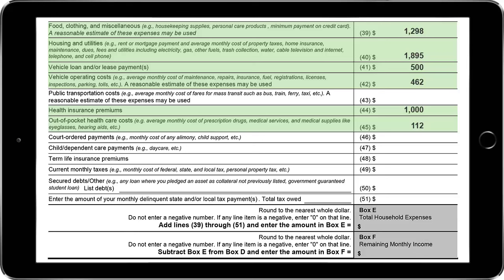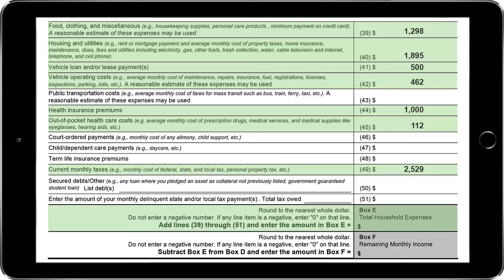There are no court-ordered payments, no child care, no term life insurance. They're paying $489 a month for state income taxes, $2,040 a month for federal income taxes, and they do not have any secured debts or any delinquent state taxes. Please keep in mind that monthly credit card payments and unsecured loan payments are not considered to be secured debts.